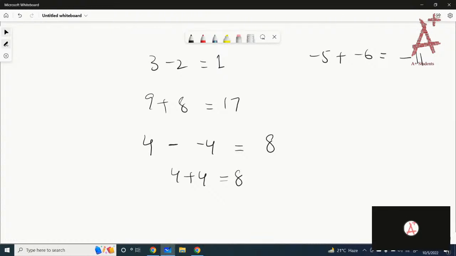Okay, the next one is 10 plus negative 2. So the answer is 8, 78 or 79. It is 8. You have to subtract them, and 10 is the number with the greater magnitude. It is positive, so the answer must be positive. So it is positive 8. Very good.